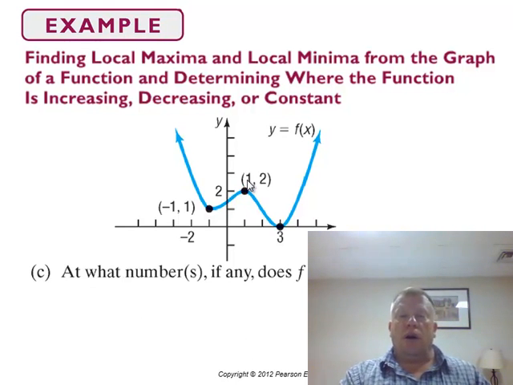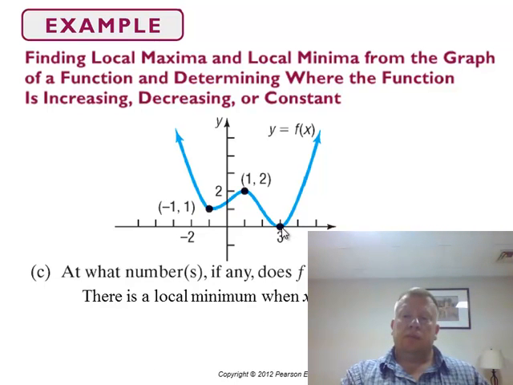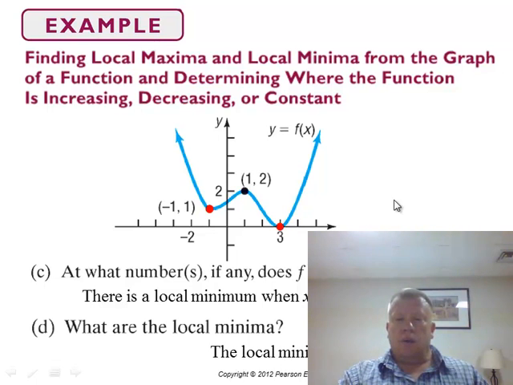All right, where are the local minimum values? Well, at x equals -1 and also at x equals 3. And what are those minimum values? Well, f of -1 is 1 and f of 3 is 0. So your answer would be 1 and 0 for those two minimum values.